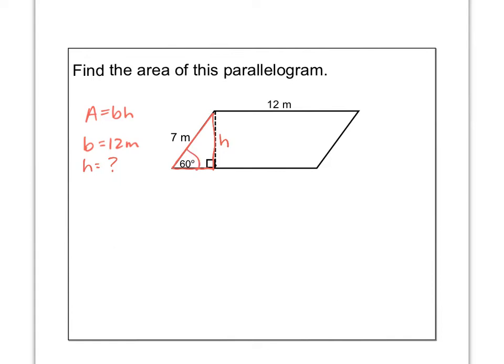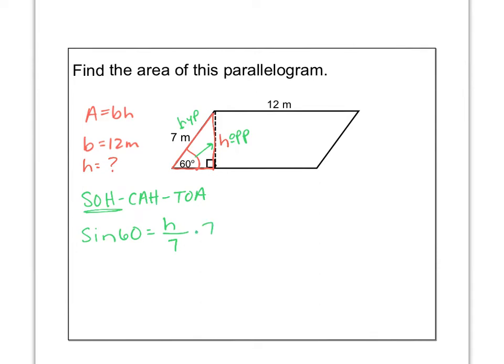So the H, the height, is opposite of our angle, and the 7 is the hypotenuse. So we're going to use SOHCAHTOA. And I need to choose the one with the O and the H, so I'm going to choose SO. So sine of 60 is opposite over hypotenuse. So H over 7, H for height.